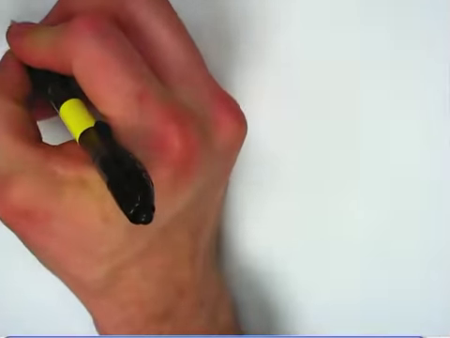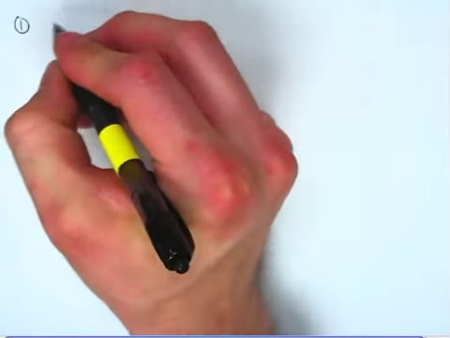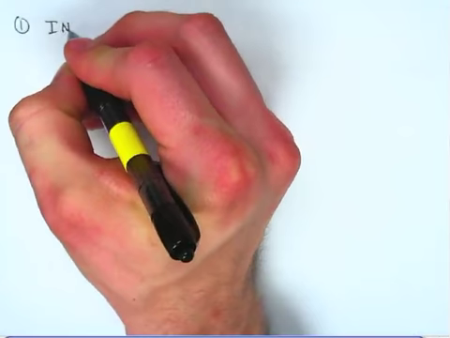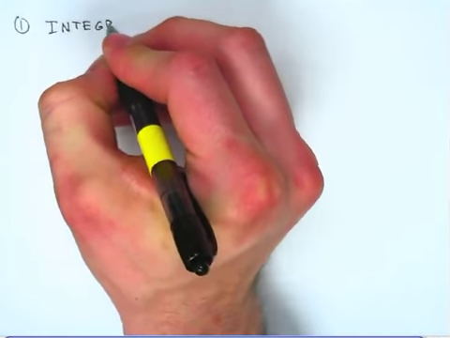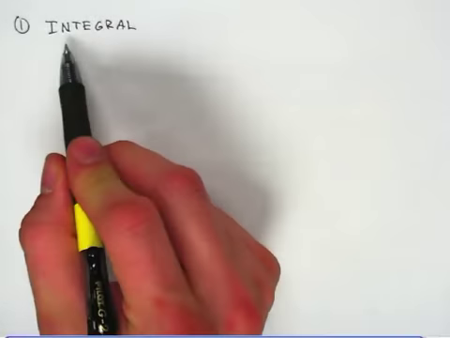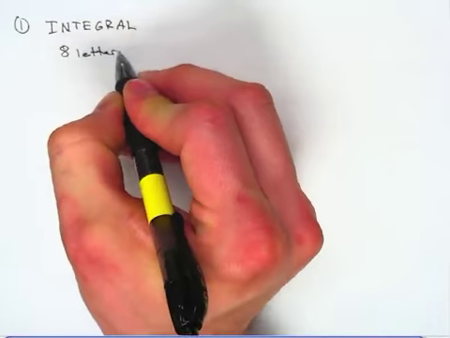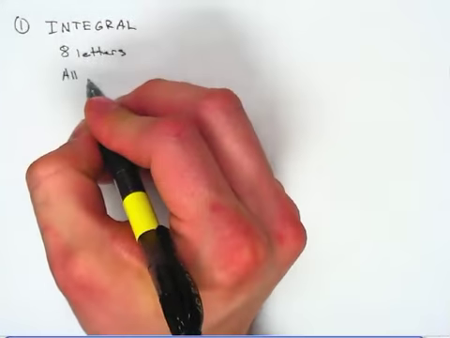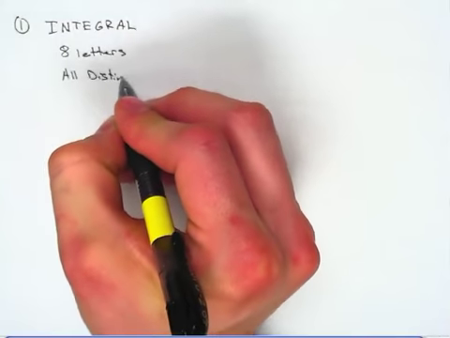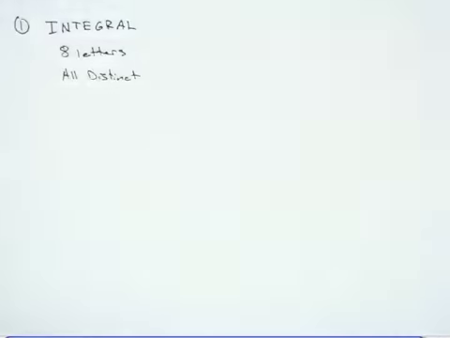As we look at example number 1, that question was about the word integral and asking how many different ways there are to arrange those letters. It doesn't say it has to make a word, just that we have to arrange those letters. As we count up the letters, there are 8 of them, and they are all distinct. That is key for us here when we consider how many different ways there are to arrange.